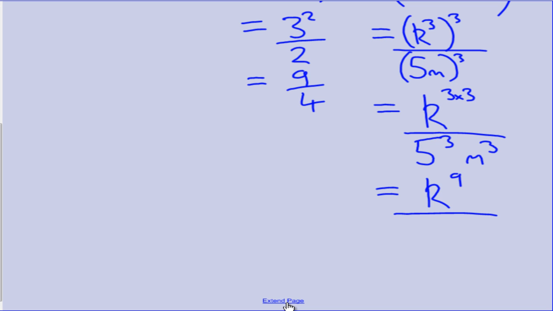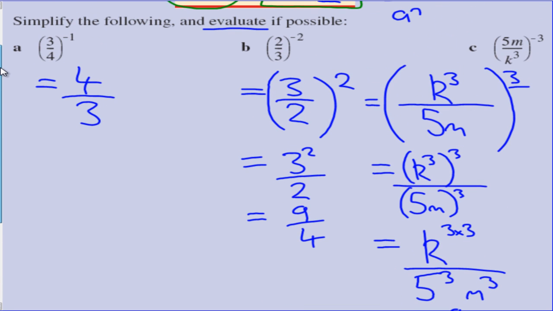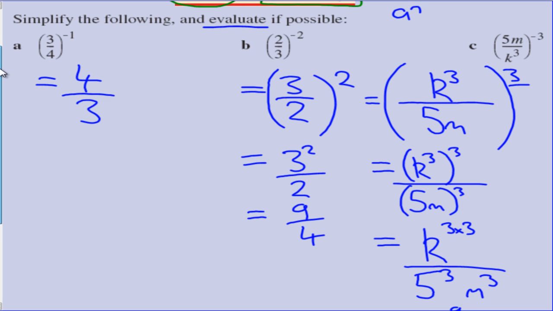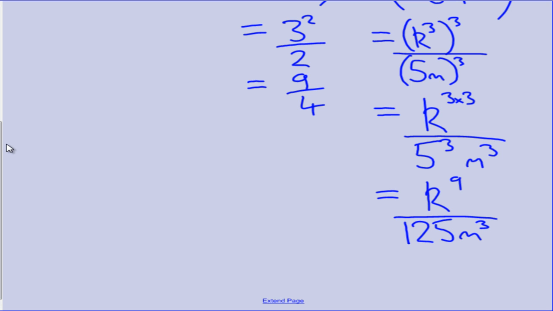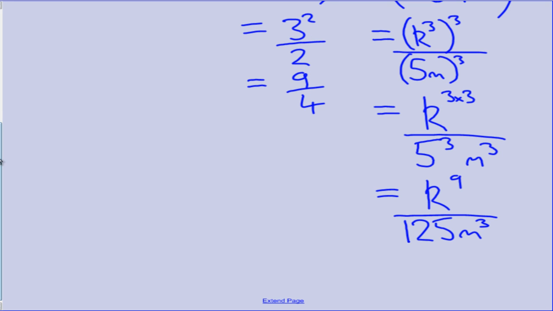Okay, k to the power of 3 times 3, which is 9. 5 cubed. The question has asked us to evaluate, so we need to grab the answer for that, which is 125. And m cubed is as good as it gets. And there we have it. We have simplified this original question up here, 5m divided by k cubed, all to the power of -3. We've gone through the steps. We have ended up with k to the power of 9 divided by 125 m cubed. Even though this answer is longer, we are going to say that it is simpler. When things do not involve brackets, they are easier to work with.